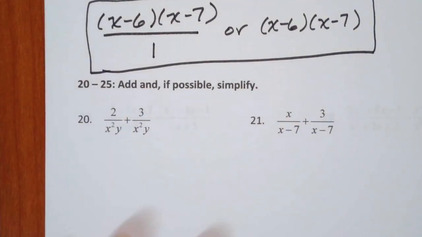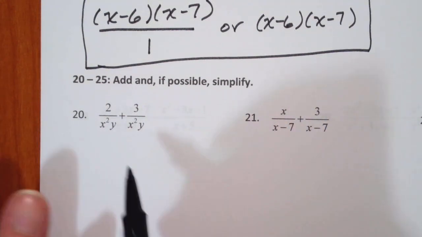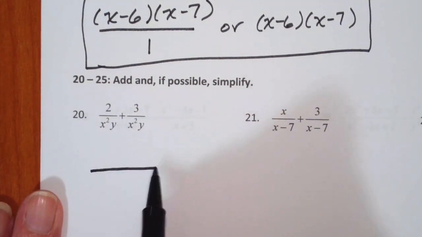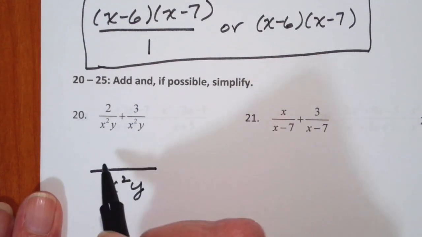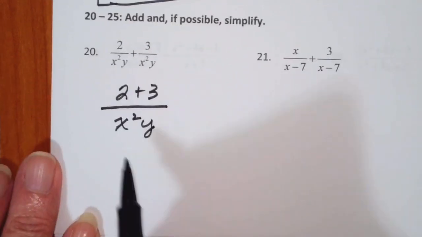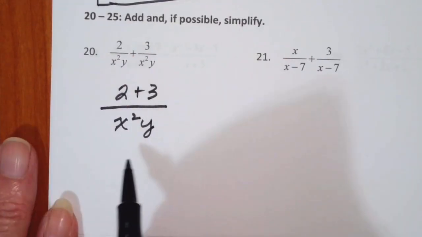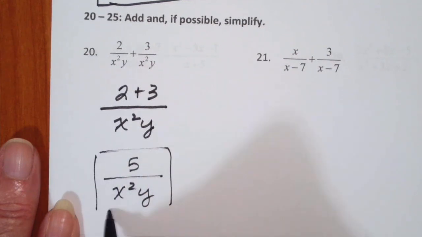All right, so now it says add and, if possible, simplify. Remember, if you add, you have to have common denominators. If the denominators are the same, then you just add the numerators. Okay, so here we have a common denominator, so I can put all of this over x squared y, and that gives me just 2 plus 3. I add the numerators. So my final answer is 5 divided by x squared y. And that's it.